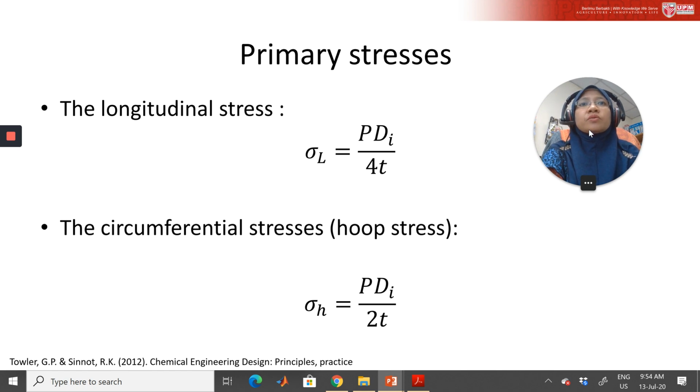The stresses will include the longitudinal stress, which can be calculated by using this equation, and circumferential stress, or another name for it, hoop stress. So we need the inside diameter, the thickness of the plate, and the pressure.